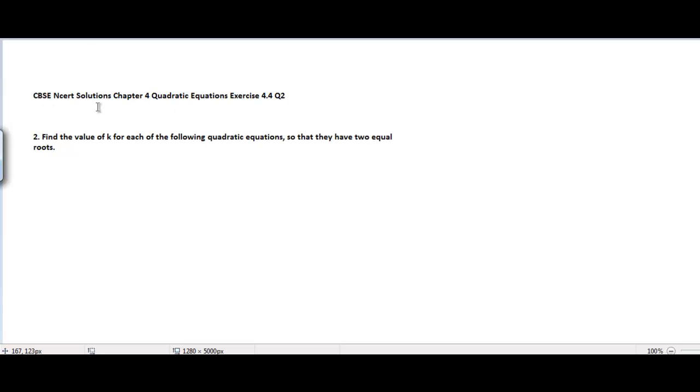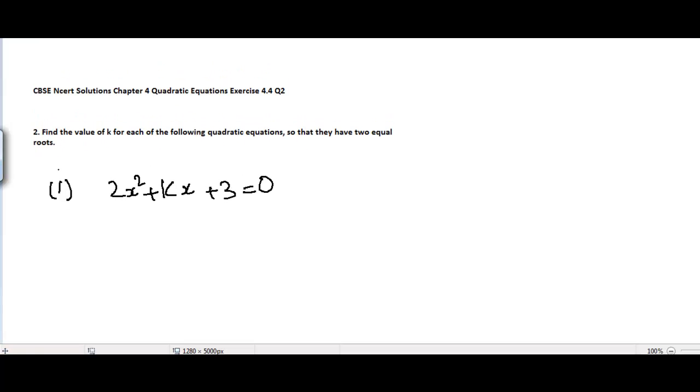This is CBSE NCERT Solutions, chapter number 4, Quadratic Equations, exercise 4.4, problem number 2. The problem is: find the value of k for each of the following quadratic equations so that they have two equal roots. The very first equation is 2x squared plus kx plus 3 equal to 0. We want to find this value of k, and it is given to us that this equation has equal roots.